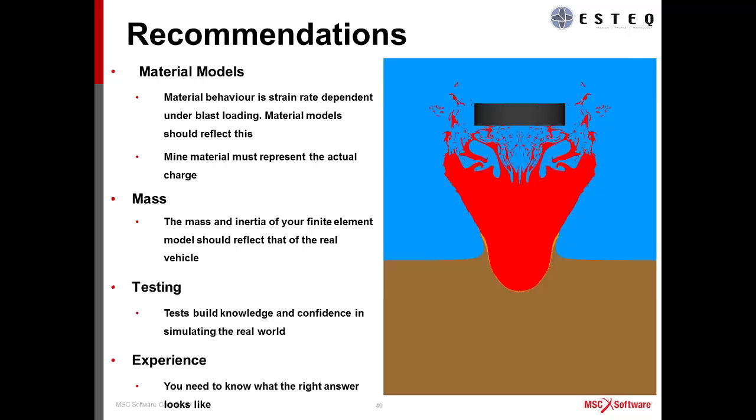The second point on that list is mass, something that is quite easy to overlook. The mass and inertia of your finite element model should reflect that of the real structure. The finite element model will typically be a lot lighter than the real vehicle, simply because you neglect a whole lot of detail and equipment. So that's always one of the aspects that is challenging, is to try and get your model to the correct mass.